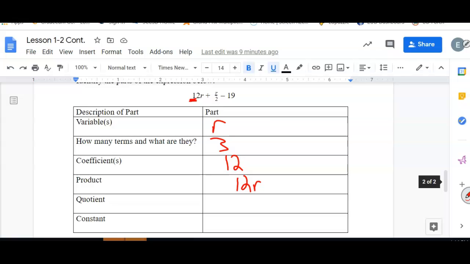Okay? All right, what's the quotient? Lily. R over 2. Good. R over 2. Remember, a fraction is just a division problem. So R over 2 is a division problem. And the constant. What is the constant here, Maggie? 19 is the constant. We good with that?